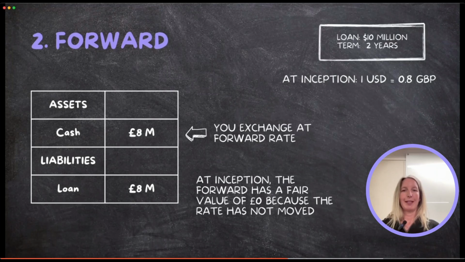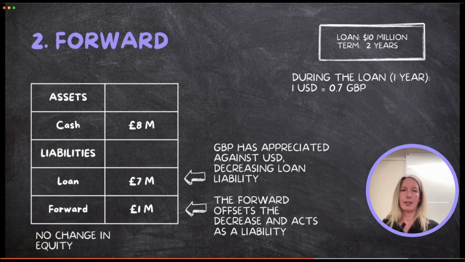So quite quickly, let's get into the hedging bit. What can you do in order to mitigate that volatility? You can enter into a 2-year FX forward to exactly match your liabilities, and at inception, nothing has changed, so you still have an asset and a liability of 8 million pounds.